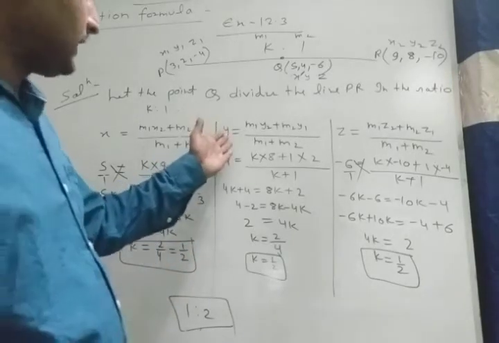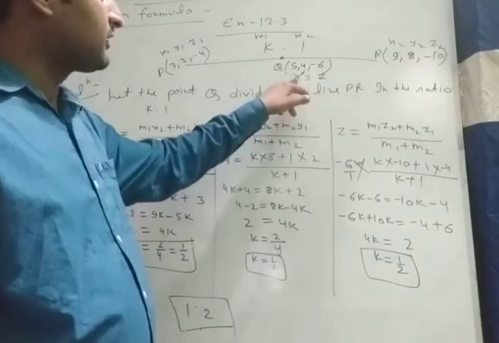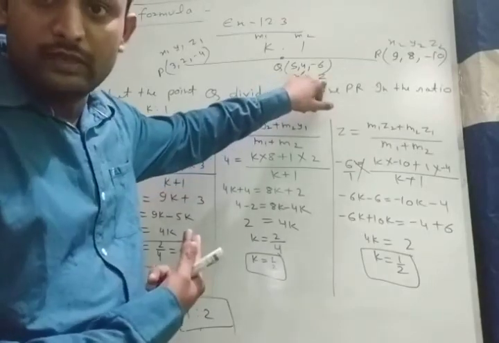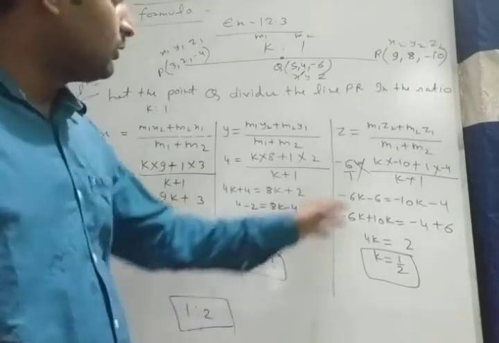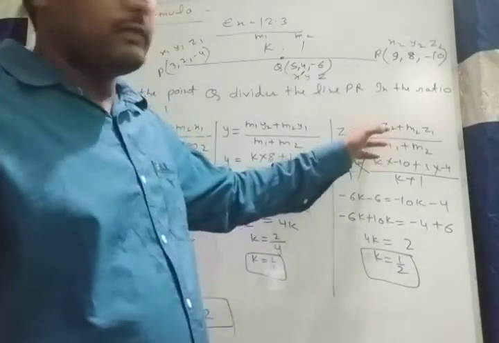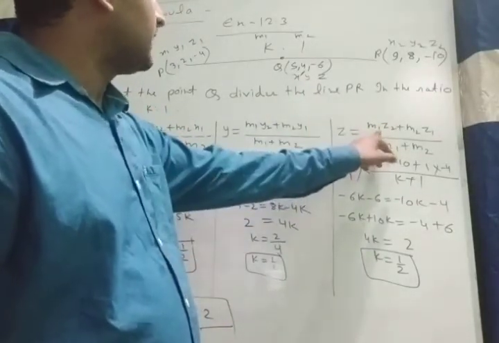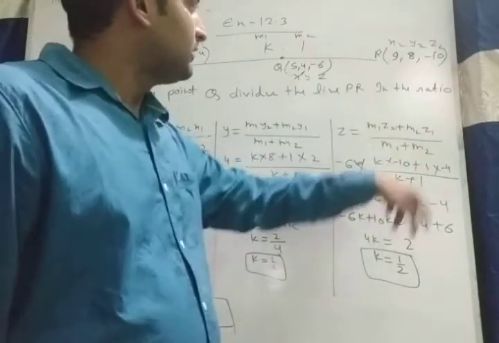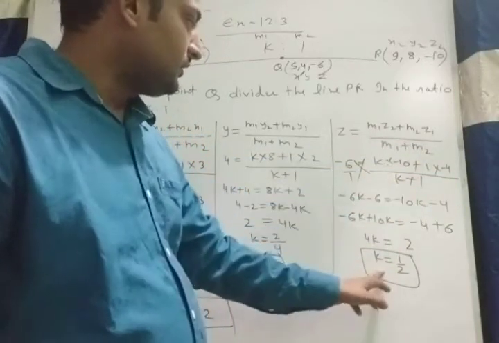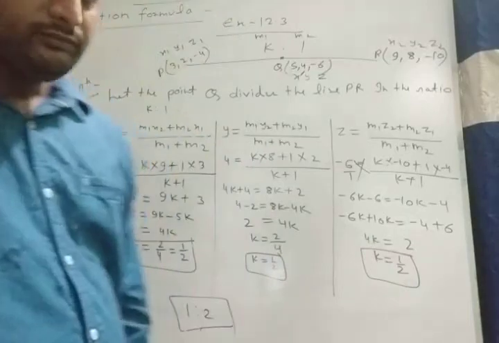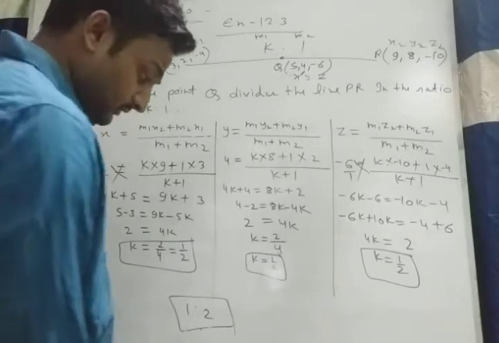In the same way we have applied here also. y is equal to m1 y2 plus m2 y1 upon m1 plus m2. The x coordinate, y coordinate and z coordinate are given. In the same way we can also solve. We get k is equal to 1 by 2. Again for the z coordinate we will use it. z is minus 6. Again m1 is k, z2 is minus 10, m2 is 1, z1 is minus 4, k plus 1. After solving it, we get k is equal to 1 by 2. So the ratio is what? 1:2. Okay. Next question.